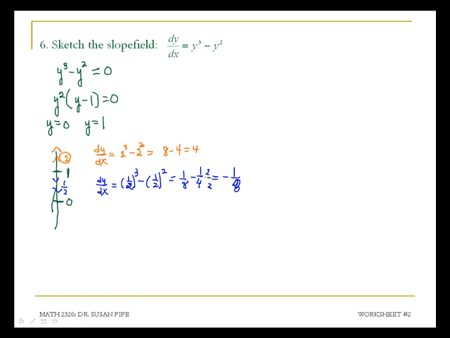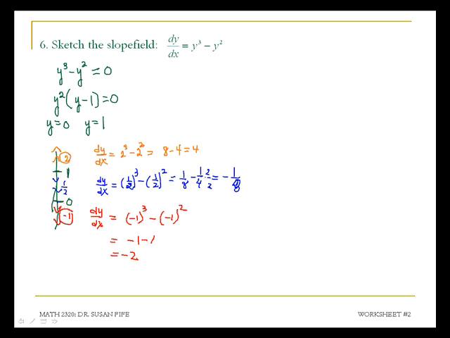And then less than 0, you might choose something like negative 1. And if you test negative 1 in the derivative, you get negative 1 to the third minus negative 1 squared. That's going to give us negative 1 minus 1, or negative 2. The graph is negative below 0.